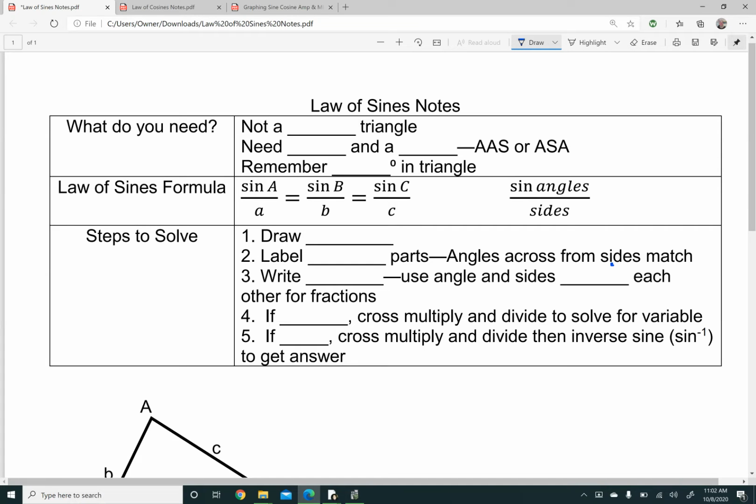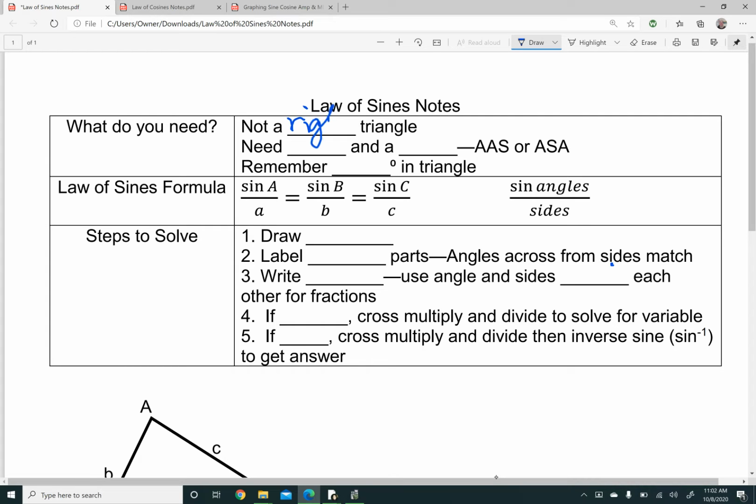All right, we're going to continue our unit on trigonometry. So far, we've done everything with right triangles. So what happens if it's not a right triangle? SOHCAHTOA deals with right triangles. When it's not a right triangle, then we have what's called law of sines or law of cosines.